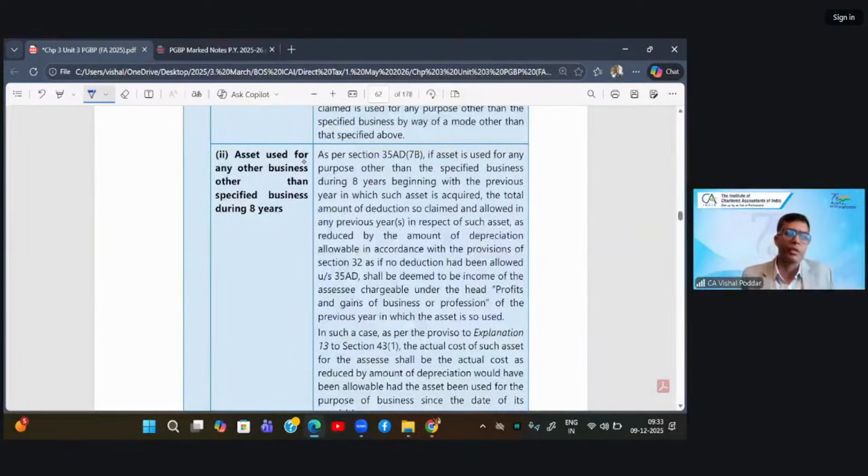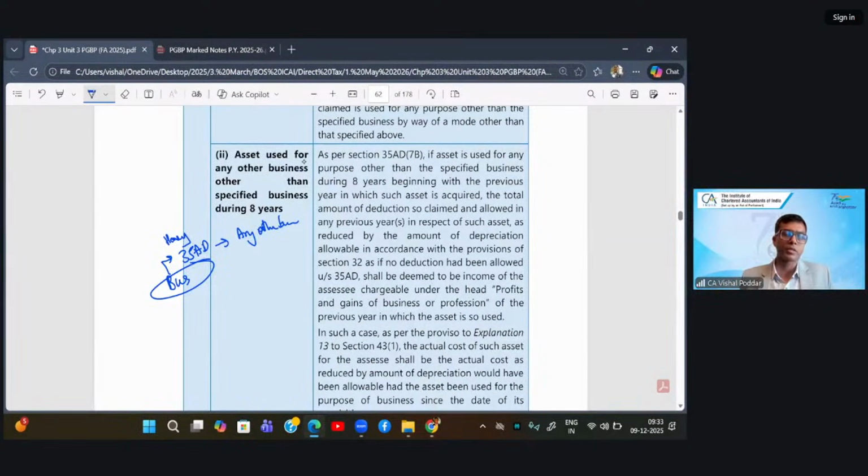Second interesting point: you have not sold the asset, but you have shifted the asset from 35AD business to any other business. Let us say I'm having two separate businesses. I had purchased a bus, which is a capital asset, to be used in 35AD business, that is, for transporting employees of 35AD business. What is my 35AD business? Let us say it is that honeybee business. So I'm manufacturing honey.